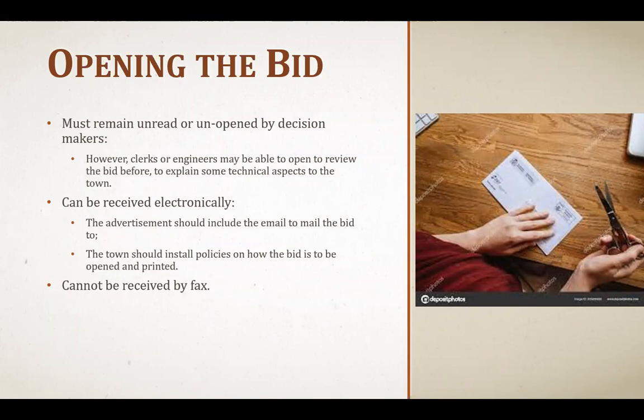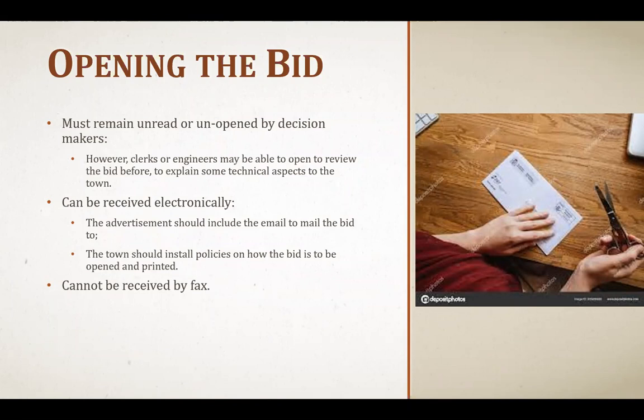The next part is that bids can be received electronically. You can receive bids through email. However, you do need to make sure that in the advertisement, you specify who to email to and in what form. So if that's just part of the message of the email, or if that's as an attachment onto the email, that you have that understanding. The town should also establish policies on how the bid is to be opened and printed so that the town board can review it come the meeting.